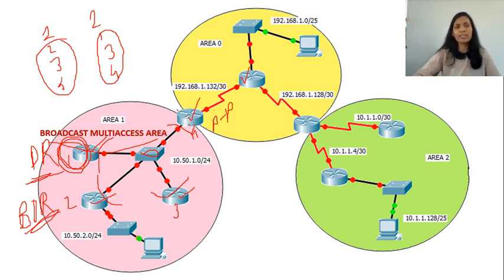Now let us try to understand how the election of DR and BDR takes place. Initially, when the routers come up and they detect that this is a broadcast multi-access type of area, the routers understand that they need to elect a DR and BDR. First, a BDR would be elected.